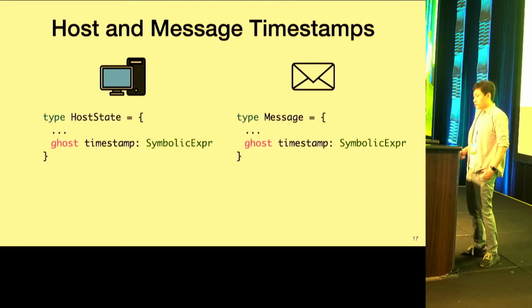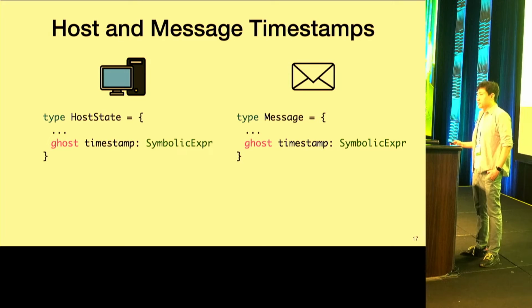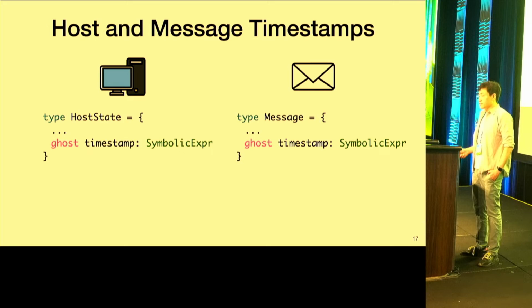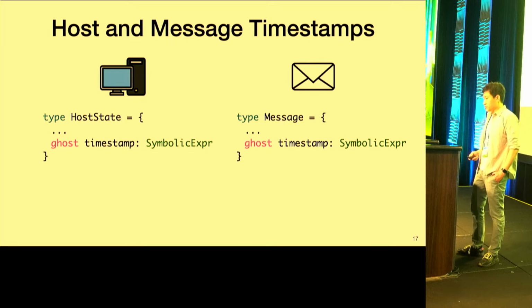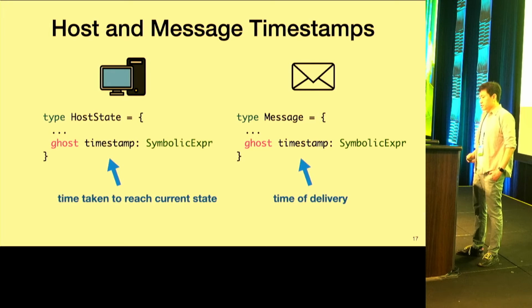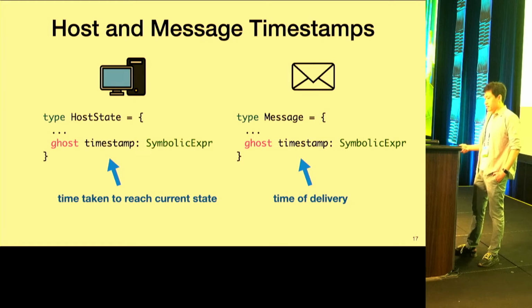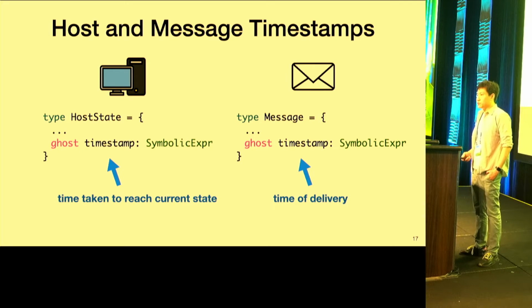In Performal, we extend the state machine to reason about the timing of events. This is through associating each host and message with a timestamp. These are a ghost state that are used only for proofs and are not compiled into the executable. During the execution, a node's timestamp is a symbolic latency expression representing the time it took for the node to reach its current state, while a message's timestamp captures the delivery time to its destination.